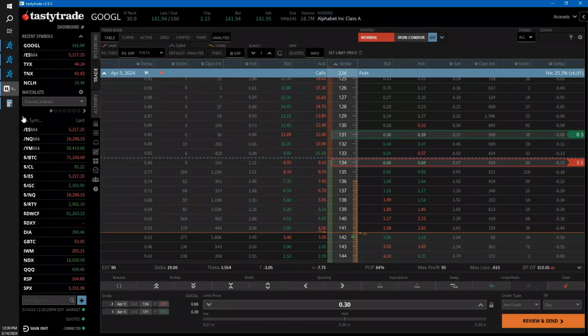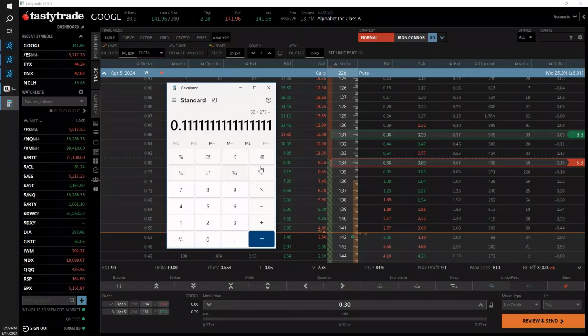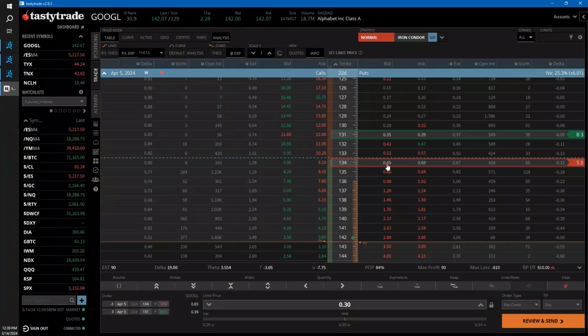What's that give me? So if I take a look, $3 of risk minus 30 cents of credit gives me a $270 real risk. And I'm going to get $30 worth of credit on that $270. So just divide the 2 and we get an 11.1% return on capital. So there's your trade. Sell the 134, buy the 131, Alphabet.